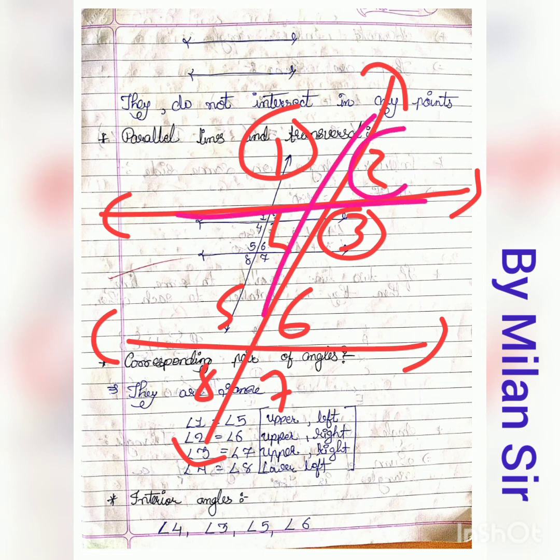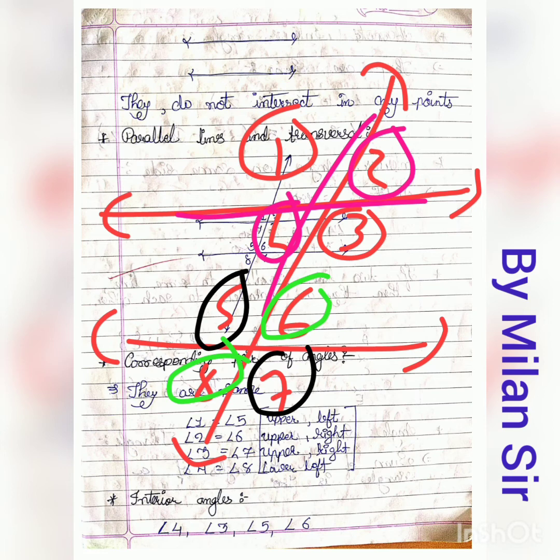Here 2 and 4 are vertically opposite angles. Similar way 5 and 7 are the vertically opposite angles, and in a similar way angle 6 and angle 8 are the vertically opposite angles. So 1 and 3 are equal, 2 and 4 are equal, 6 and 8 are equal, and 5 and 7 are equal.